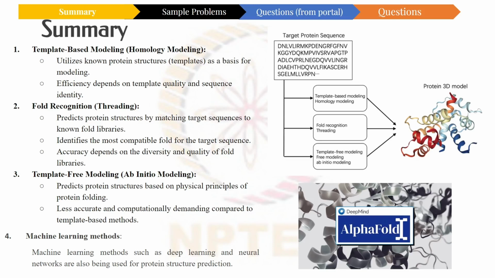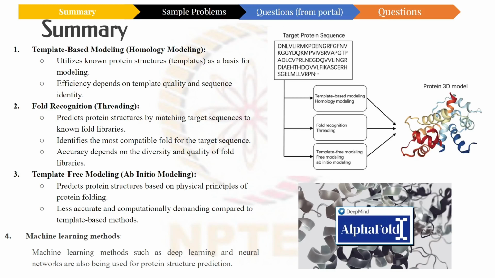Then we have threading. The method uses an algorithm to search a library of protein structures for the best match of the target protein sequences. This threading algorithm generates a model by aligning the template structure to the target structure and then refining it using ab initio. And here, these predict the protein structures by matching target sequences to known fold libraries.